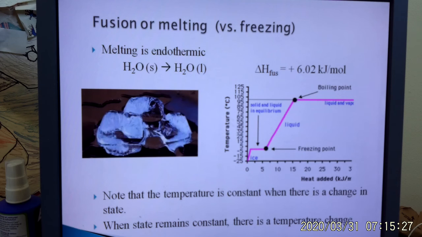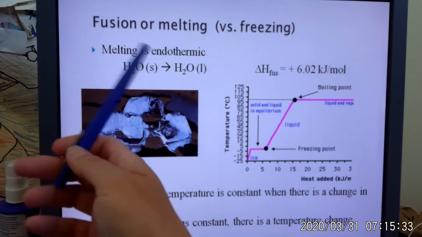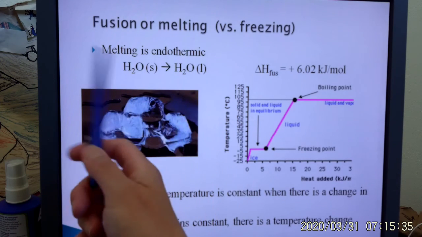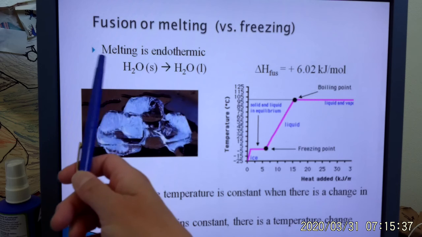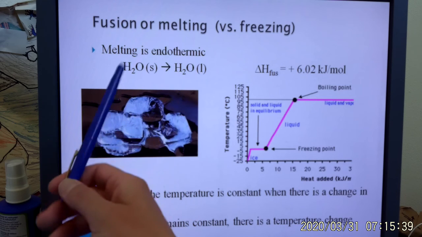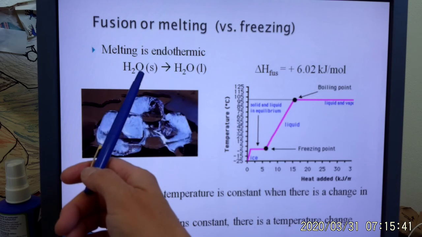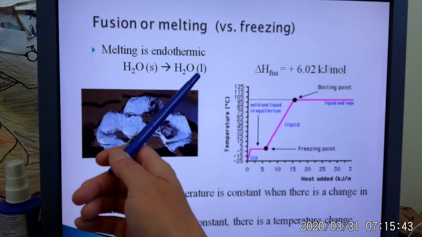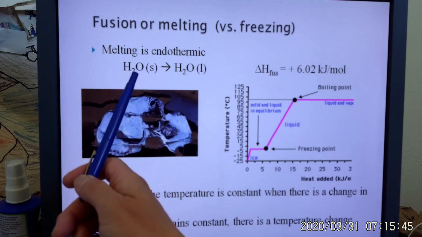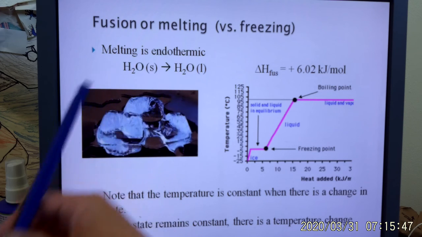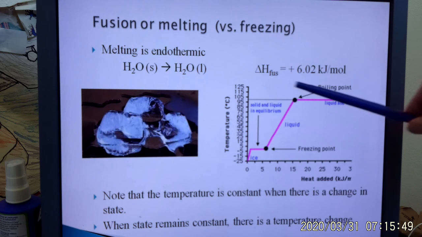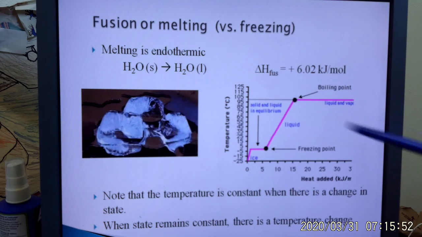Okay? What are the other terms? Fusion or melting. Opposite way is freezing. So freezing is liquid going to solid. Melting or fusion is solid going to liquid. When I'm going from a low energy state to a higher energy state, it is endothermic. It needs to absorb energy. How much? In this case, to melt it, 6.02 kilojoules per mole of water.